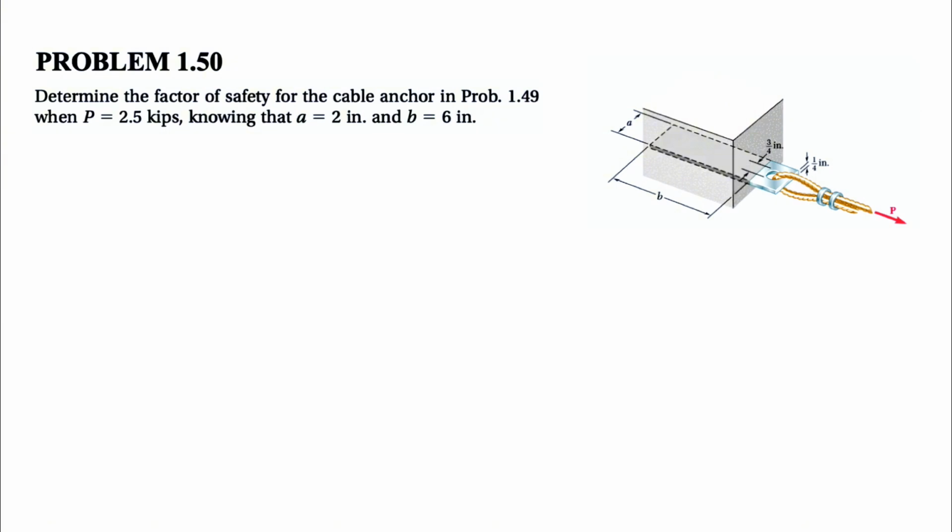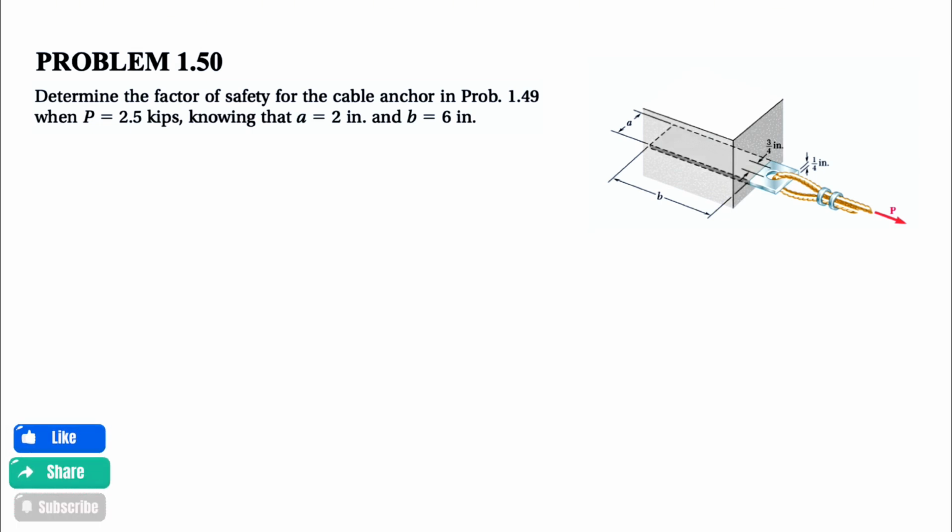We know the force P in this one is 2.5 kips, and we know the two dimensions that we have for A and B in the figure. A is 2 inches and B is 6 inches. Based on that, we need to find the factor of safety in this system. So we are dealing with two different things in here.